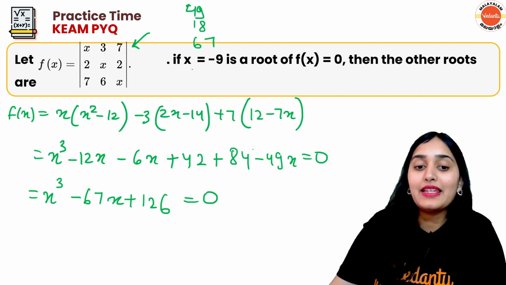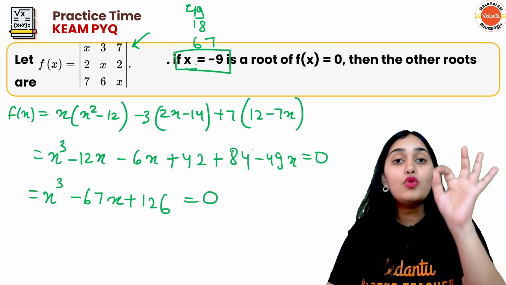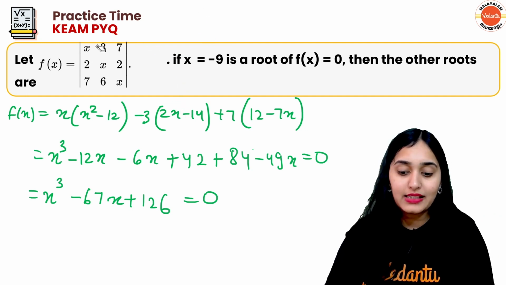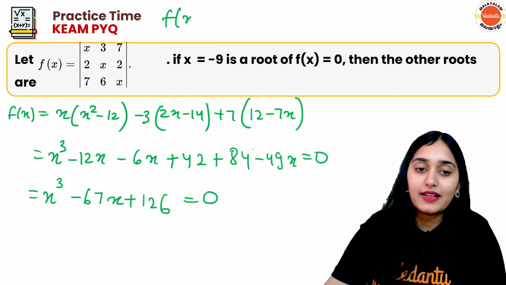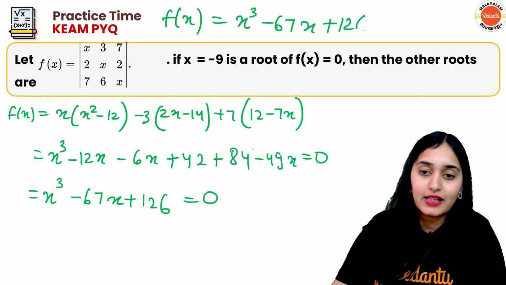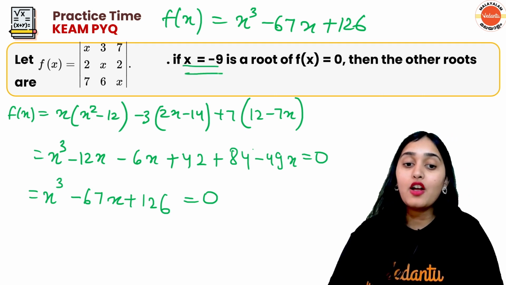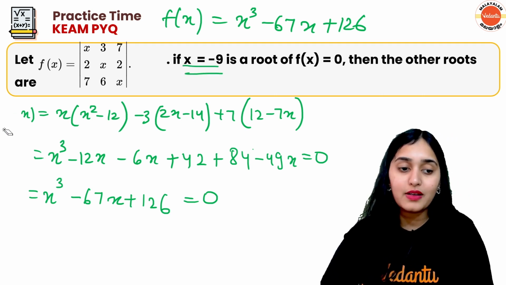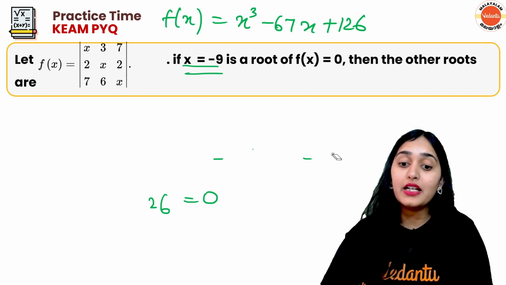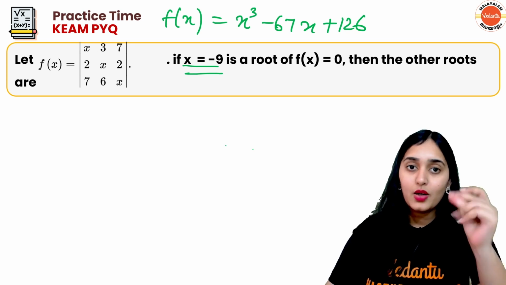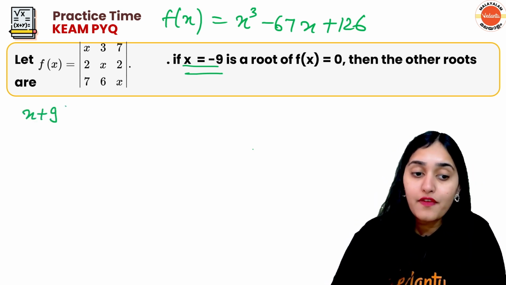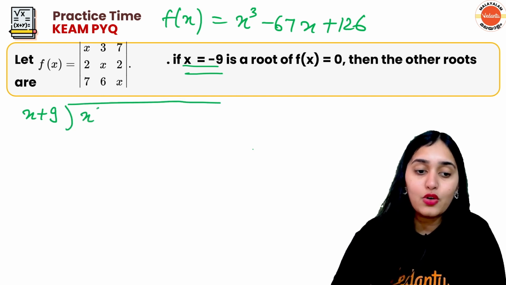Now the question is saying x is equal to minus 9 is a root of this equation. What does that mean? So here it means that my f of x is x cube minus 67x plus 126. Okay. Now this is one of the roots of the equation. So I have to simply find out the other two roots. That means I have to convert it into a quadratic equation. Quickly convert it into a quadratic equation. X plus 9 is a root of the equation. Let's divide my cubic equation.